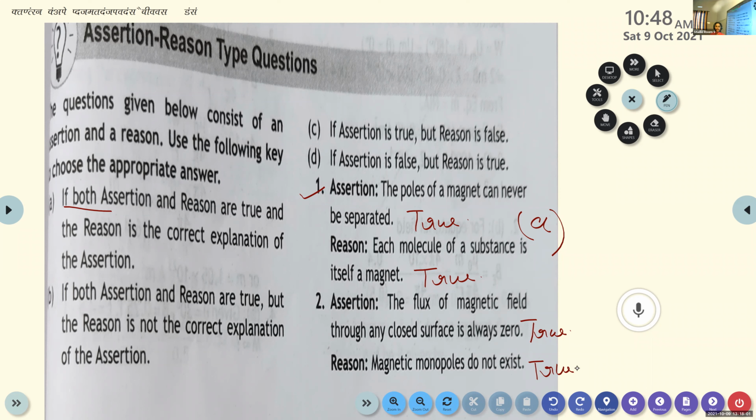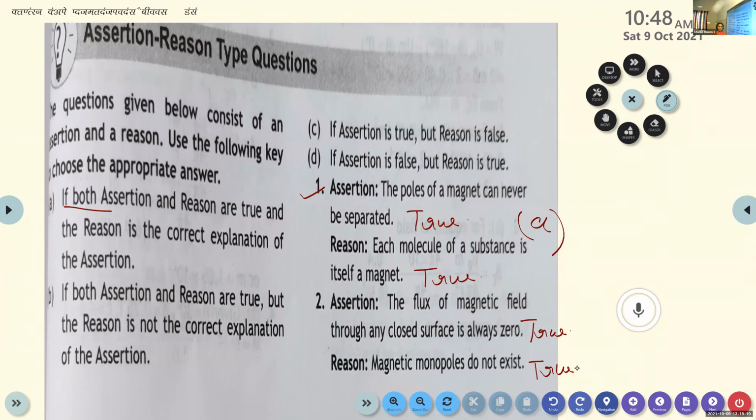If and only if the two poles exist, then only can we form a closed loop. The magnetic field lines form a closed loop. So here the assertion is true, the reason is true, and the reason is the correct explanation for the assertion. Magnetic monopoles do not exist.